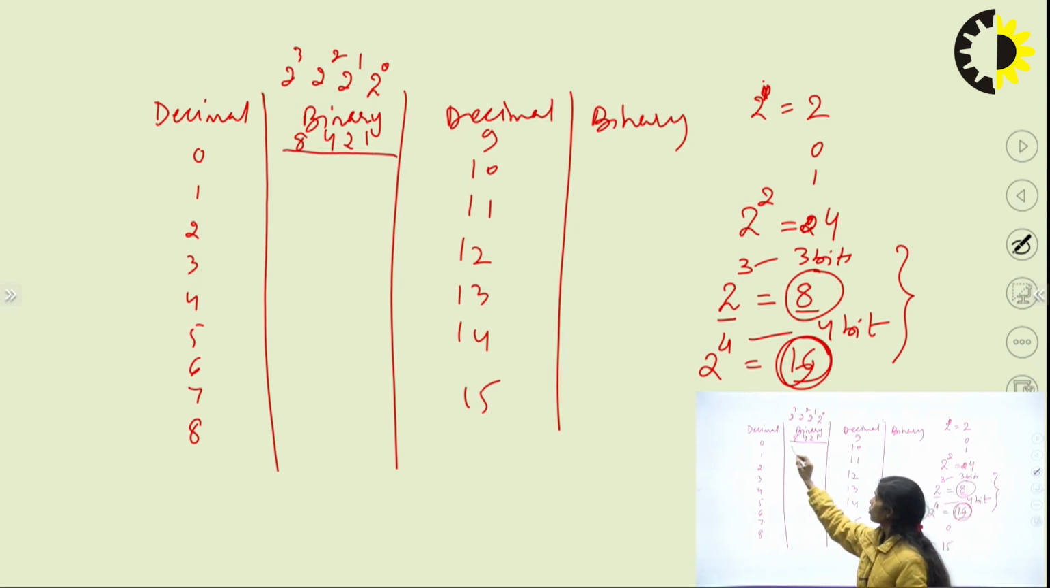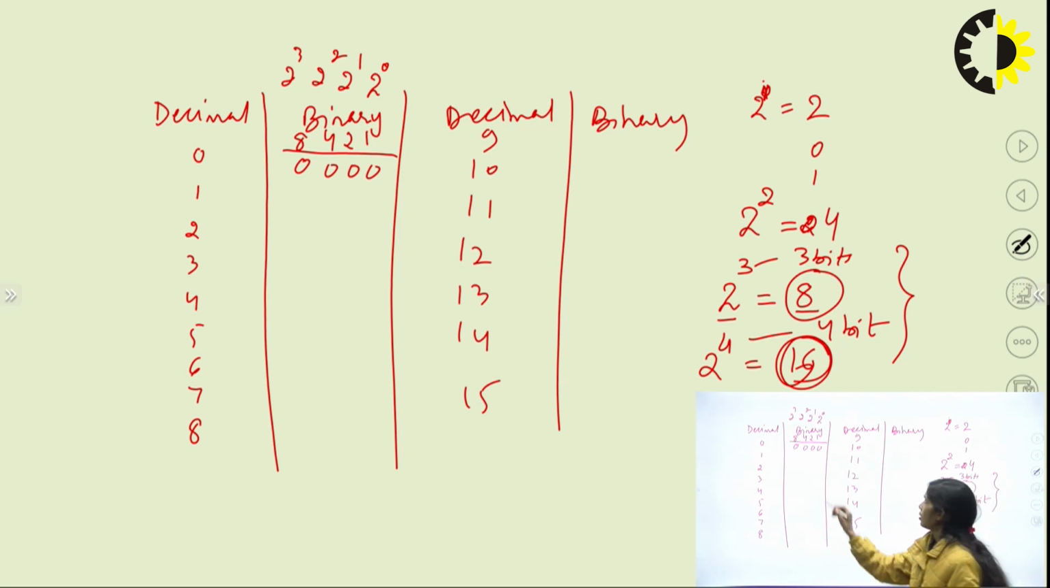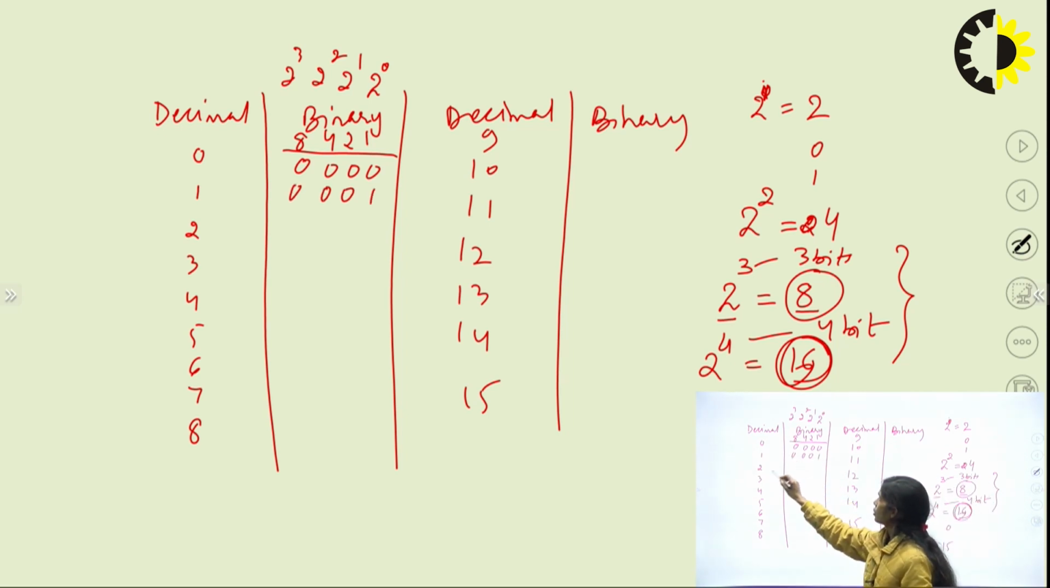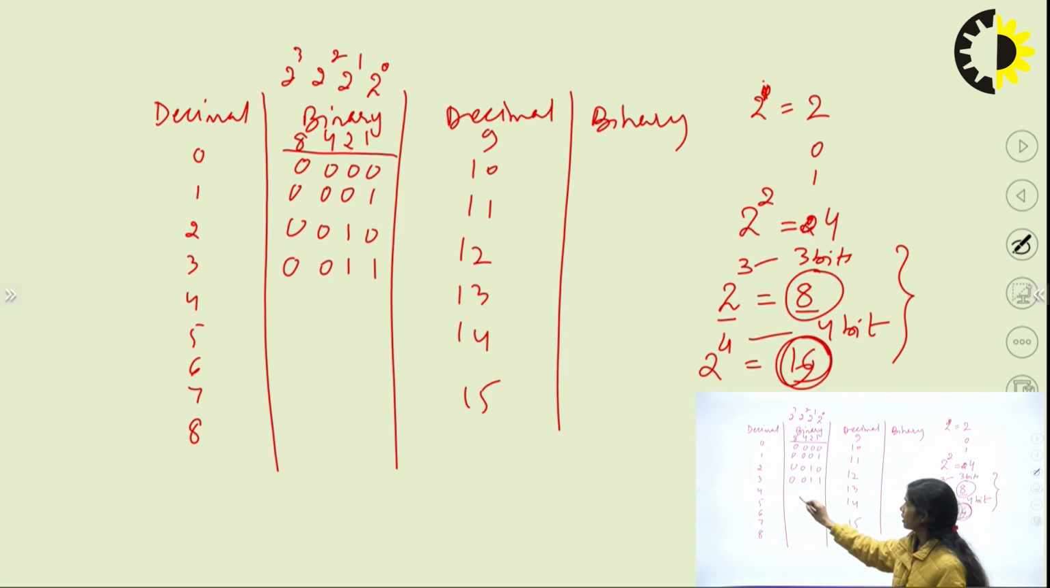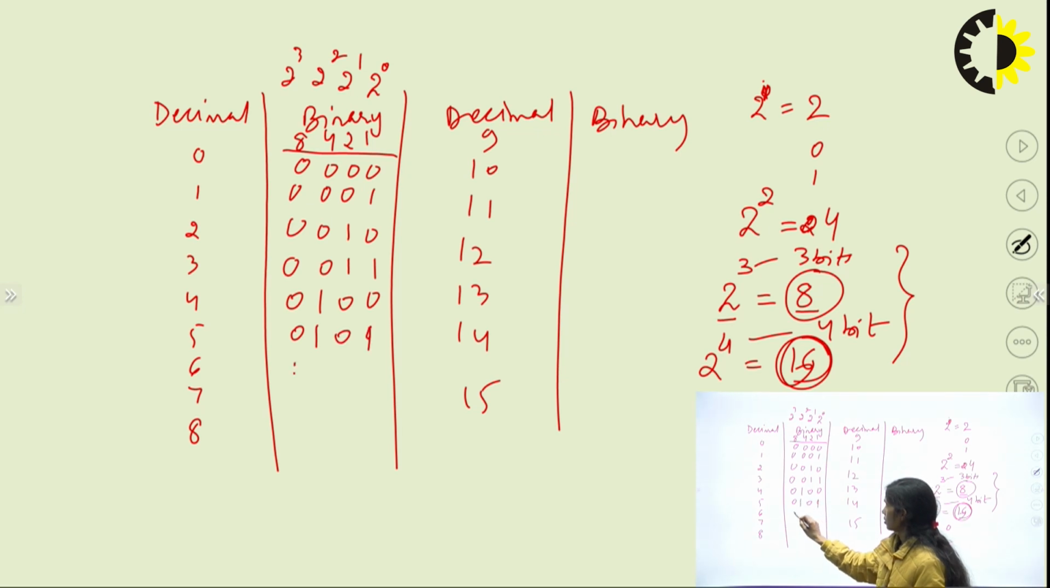For making 0, all 4 bits are 0, so we keep 0 in all the places. For 1, I put the logic 1 and the remaining logics are 0. For 2, I keep the logic 1 corresponding to 2, remaining logics are 0. For 3, it is a combination of 2 and 1, so for both I put the logic 1 and the remaining will be 0. In this way a table will be formed as a counting. So this table can be referred to for the conversion from binary to octal or octal to binary.